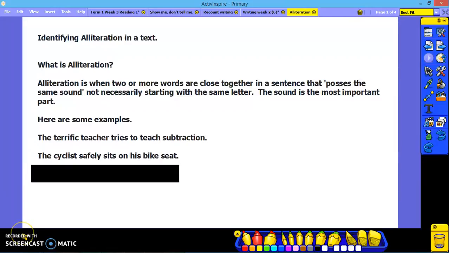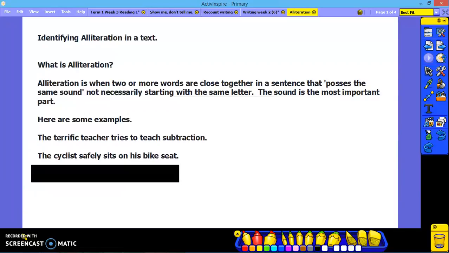So what is alliteration? Alliteration is when two or more words are close together in a sentence that possess the same sound, not necessarily starting with the same letter. That's really important. The sound is the most important part.